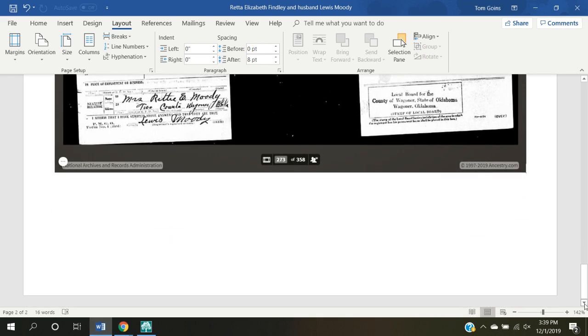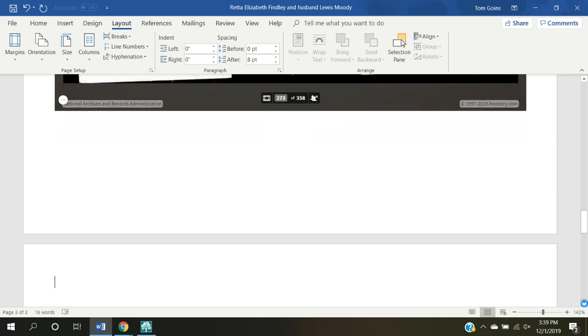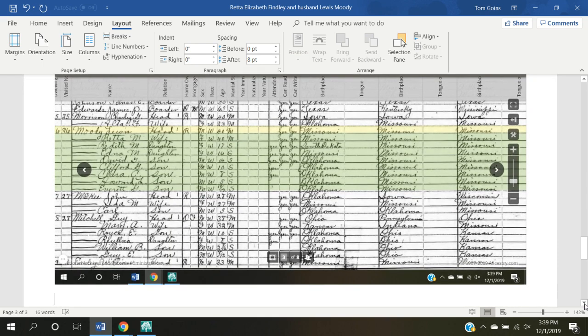I'm doing this so that I can keep a record of the sources, so I don't have to keep going back and looking them up in Ancestry later if I have to go back and use this information.